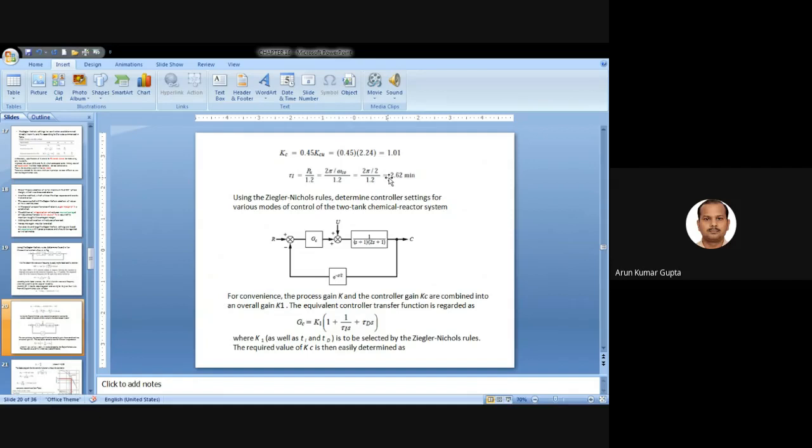Using Ziegler-Nichols rules, determine the controller settings for the various modes of control of the two-tank chemical reactors. We have one more example here. They have taken it, and from there they are trying to find out.